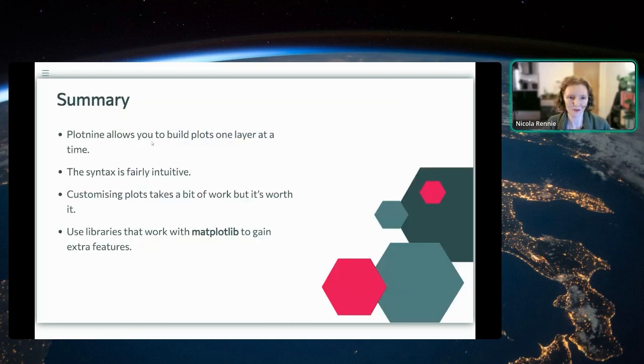So just to sort of finish off and summarize this, basically Plotnine lets you build plots one layer at a time. And I think that's a really nice way of doing it, is sort of just concentrating on one aspect of your plot at a time and getting yourself happy with that before you move on to the next one. I think the syntax is fairly intuitive, even though it might initially look a little bit complicated. Okay? Functions are generally named very well. If you want to draw a point, it's geom point, for example.